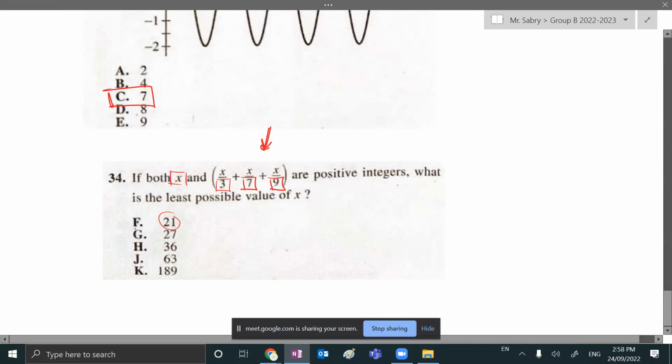You need to make sure that the number that I'll substitute here, when I divide it by 3, it would come out as an integer. When I divide it by 7, integer. When I divide it by 9, integer. So the 21 is divisible by 3, it's divisible by 7, but it's not divisible by 9. 27 is divisible by 3, but it's not divisible by 7, but it is divisible by 9. 36 is divisible by 3, it's not divisible by 7, it is divisible by 9. 63 is divisible by 3, and it's divisible by 7, and it's divisible by 9.